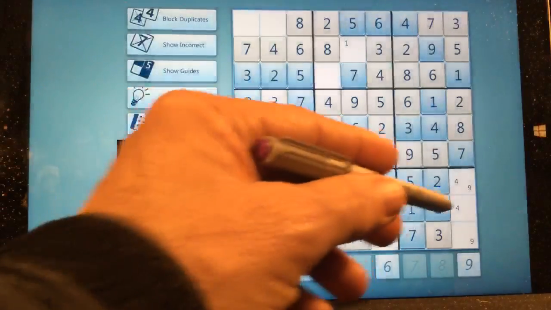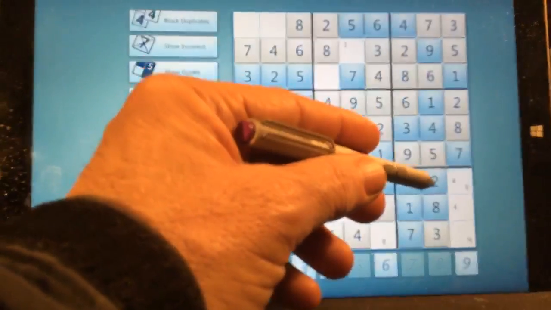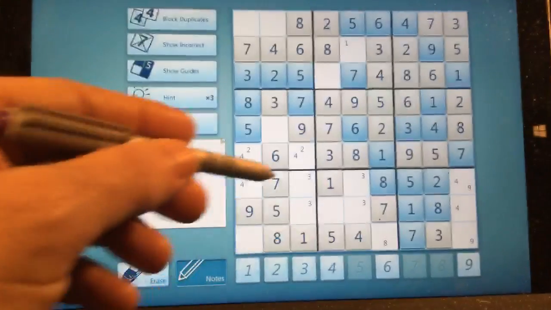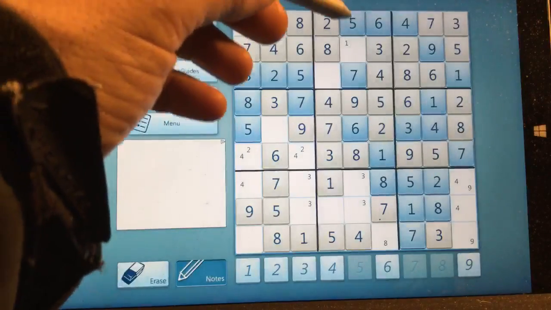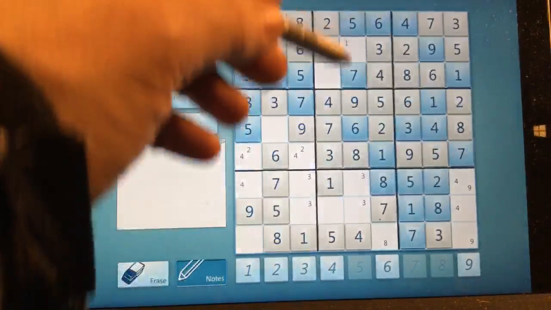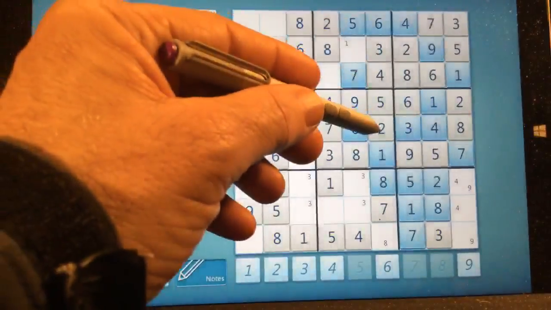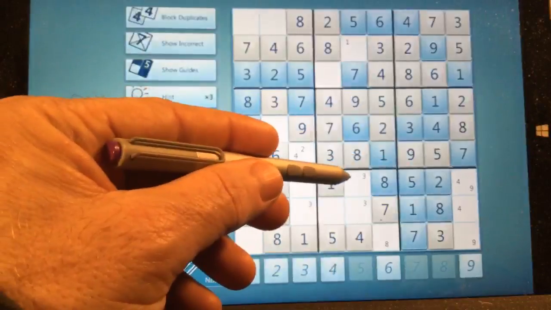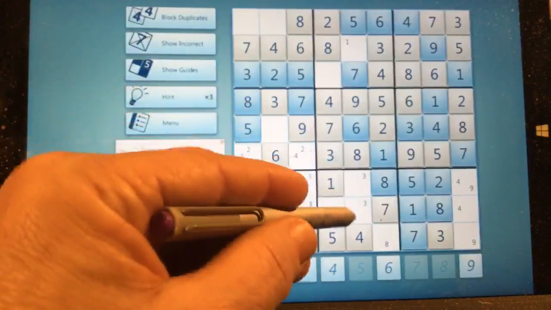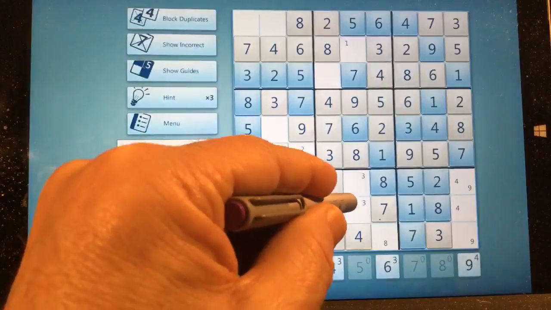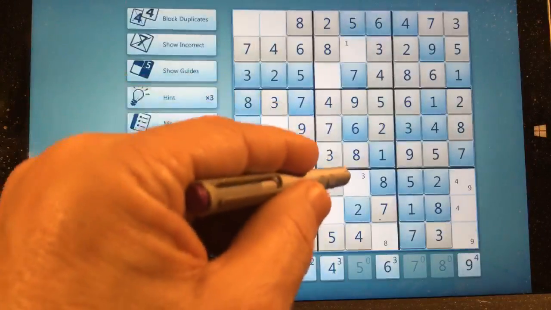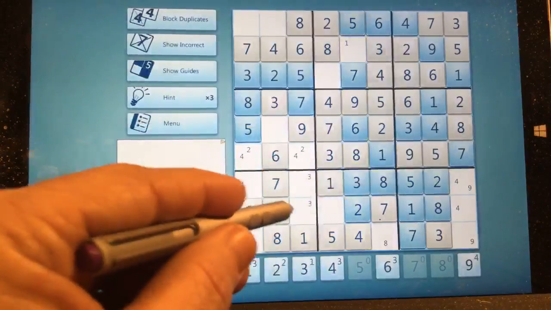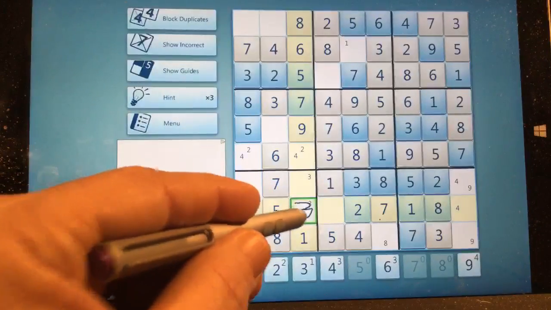So let's check this out. Bottom row of three boxes. The 2 is on the top. There is no 2 here. There is no 2 here. But look, as far as this middle column of boxes, 2s on the left, 2s on the right. Therefore, 2 needs to be here or here. But look, it cannot be in the top of these two. Therefore, the 2 has to be here. Therefore, the 3 has to be here.